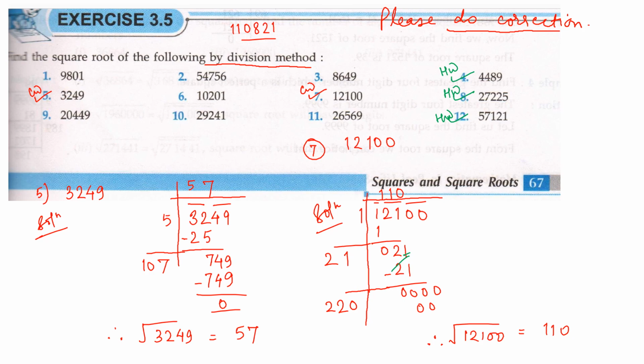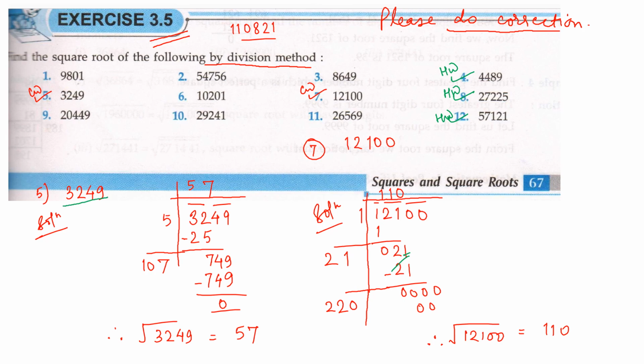Moving on to exercise 3.4 of page number 67. To find the square root by the long division method, we have already discussed it. So I am doing one or two for you; the others are your homework. So let us see the fifth part. The number given is 3249.